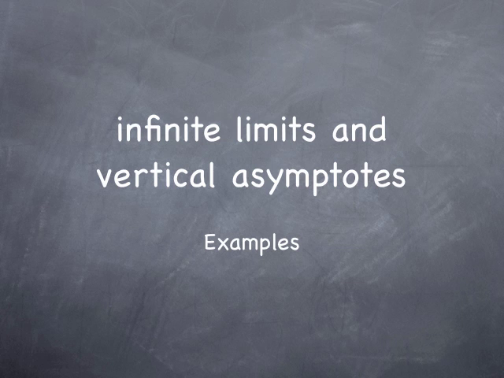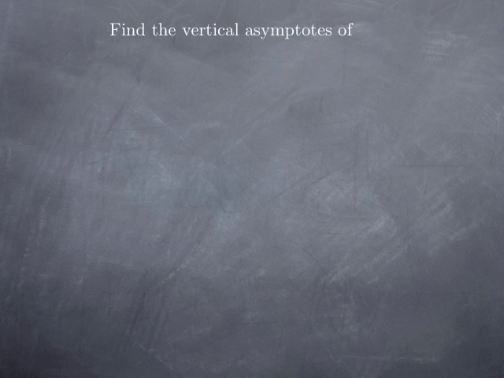We are now going to look at a few examples of functions for which we will try to find the vertical asymptotes. Let's say we want to find the vertical asymptotes for the function f of x, which is equal to 1 over 2x squared plus x minus 3.